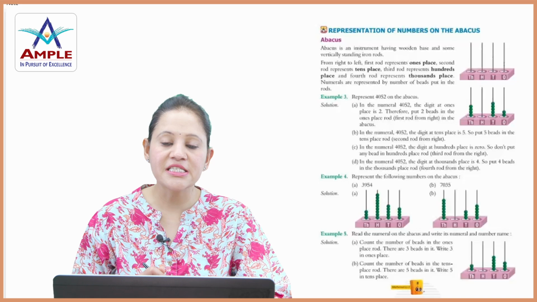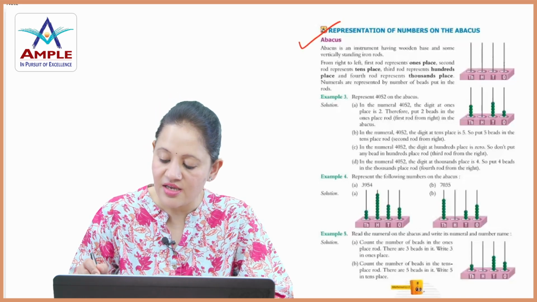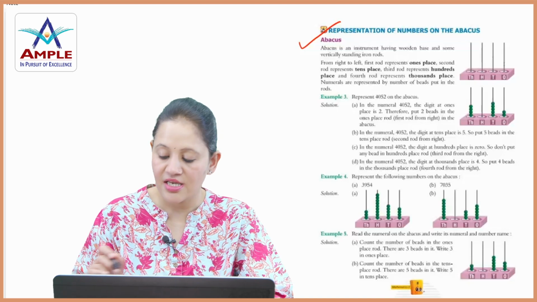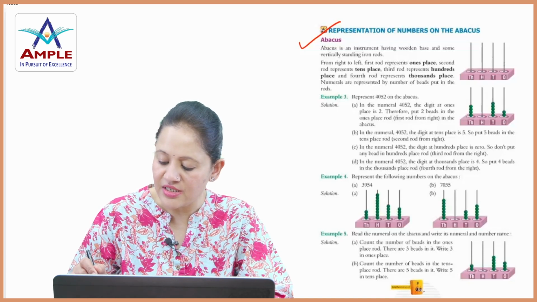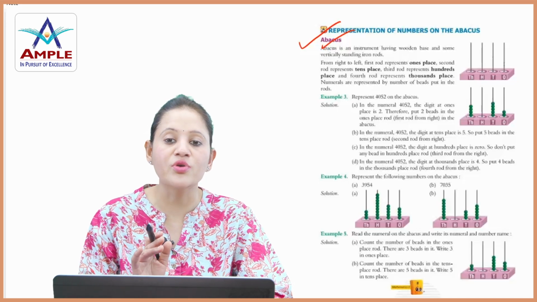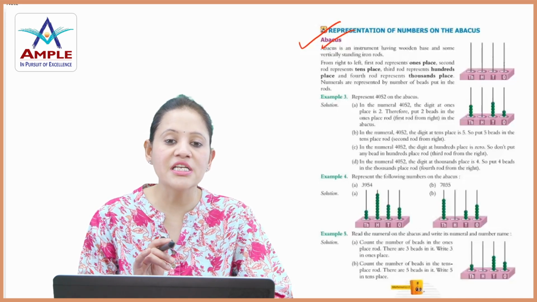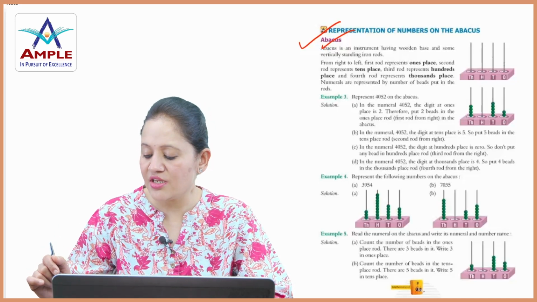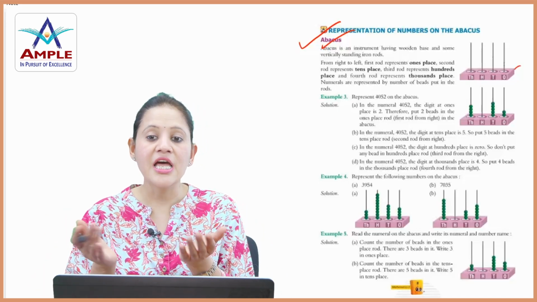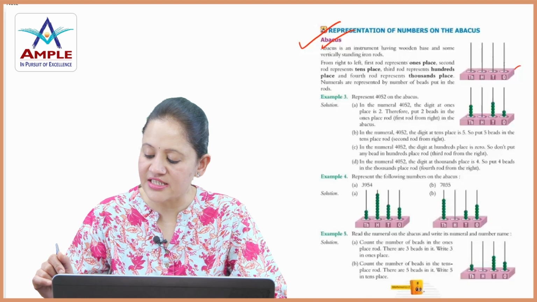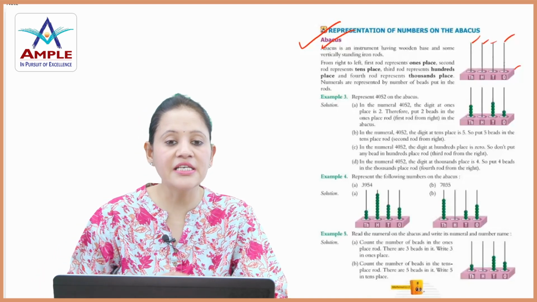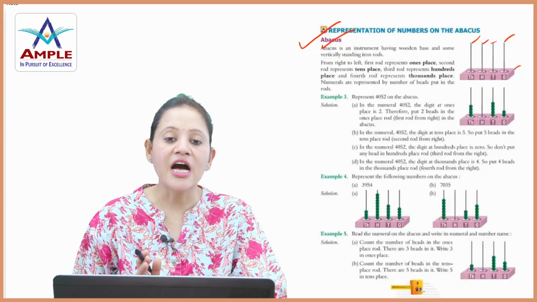Next, representation of numbers on an abacus. Now we will learn how to represent the given number on an abacus. So first we will read about the abacus. What is an abacus? An abacus is an instrument having a wooden base and some vertically standing iron rods. So here you can see this is an abacus. It has a wooden base and these are the sticks, like here. These are the standing iron rods.